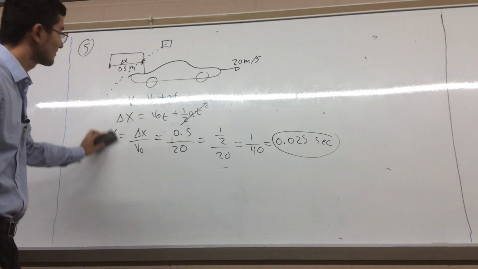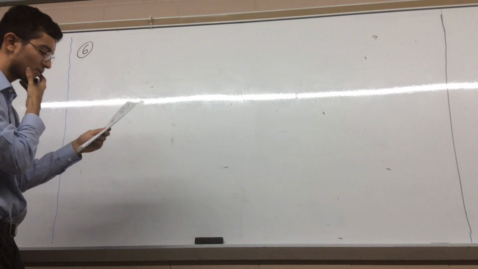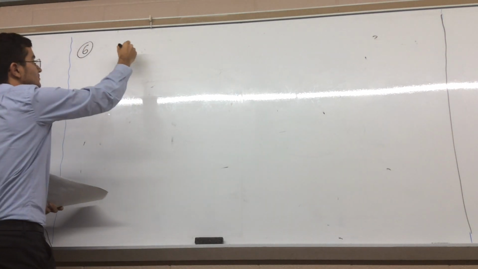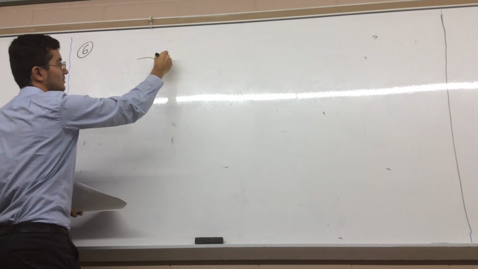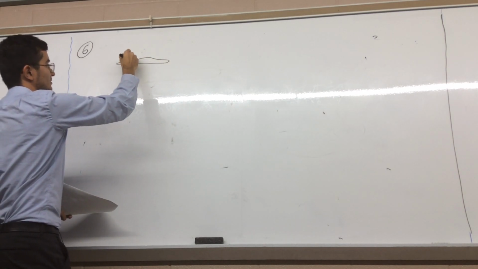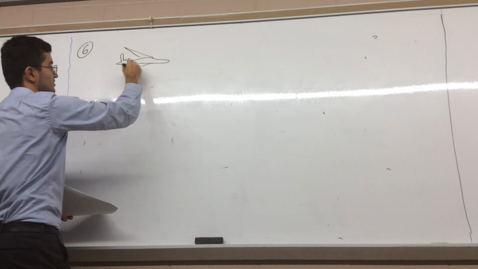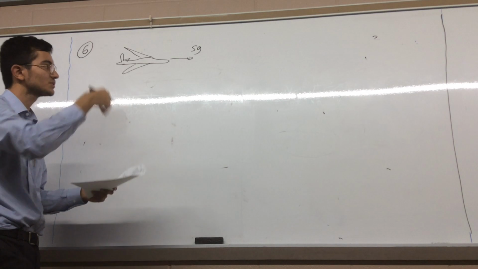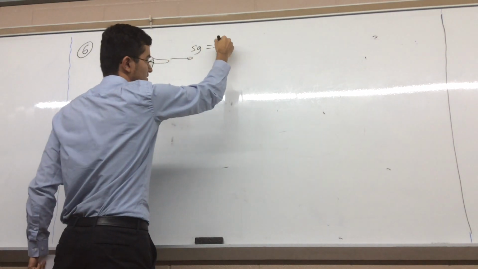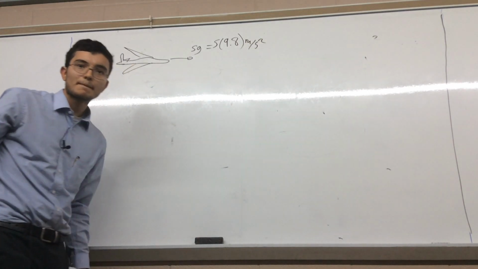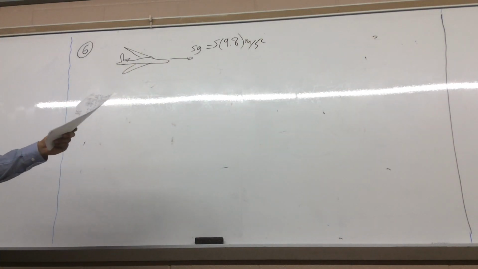Got it. Questions? Clear. Now a jet test pilot can accelerate at 5G. Okay, 5G. So let me make a little drawing over here of a pseudo jet. All right. So this can accelerate at 5G, which is basically 5 times 9.8 meters per second squared. Okay, so it can accelerate at 5G.